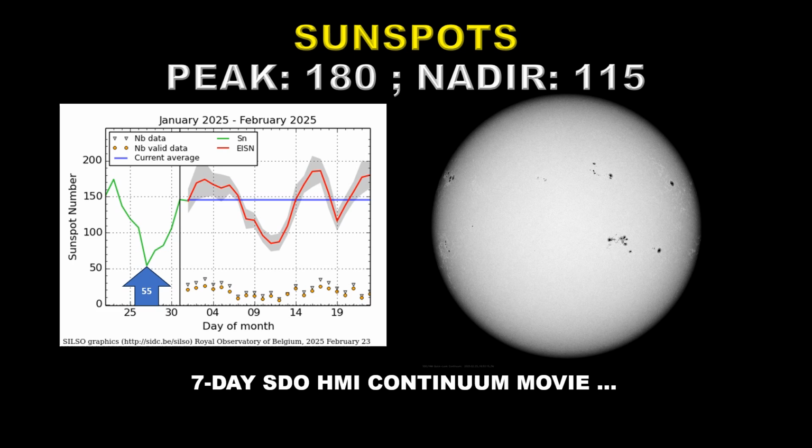However, if you go back exactly one rotation, so the same face of the sun would be facing us as it was one rotation ago, then you'll see that the low point was 55. So the sun has filled in the sunspots in this area by over 100 points. So let's take a look at the continuum movie of the sun for the last 7 days and see the comings and goings of various sunspots. Particularly look for emerging regions and decaying regions.